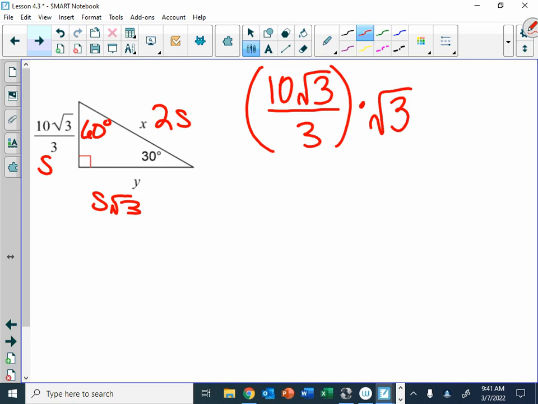What do we get? 10. Did you not get 10? Oh, multiply by square root of 3. Yeah, multiply by square root of 3. Okay, so you should get 10. So that's Y, 10.